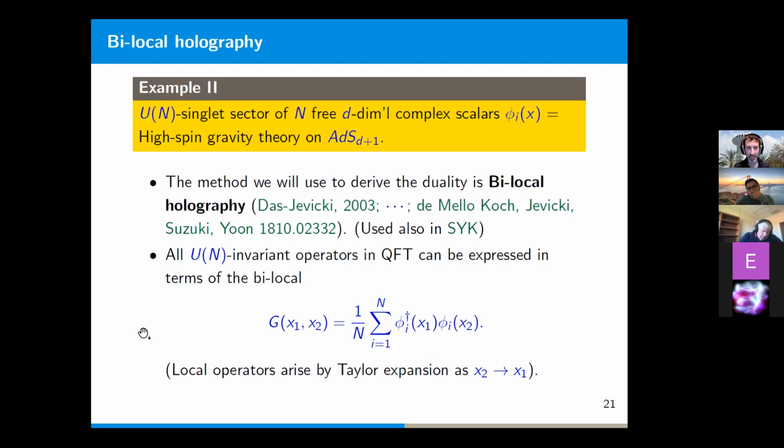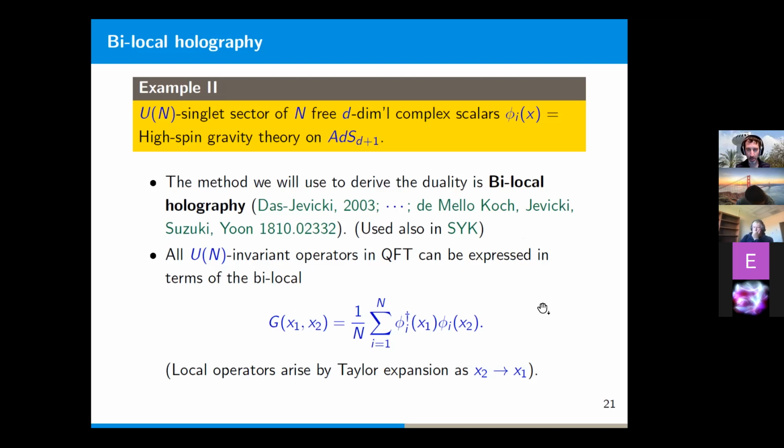And the basic observation used in bilocal holography is that any operator in the quantum field theory which is UN invariant can be expressed in terms of these bilocal operators, G(x1, x2), which are defined as the product of phi I dagger at x1 times phi I at x2, where x1 and x2 are just two different points in space. So this is obviously a UN invariant operator by construction. And the claim is that any UN invariant operator can be written as some functional of this bilocal field.